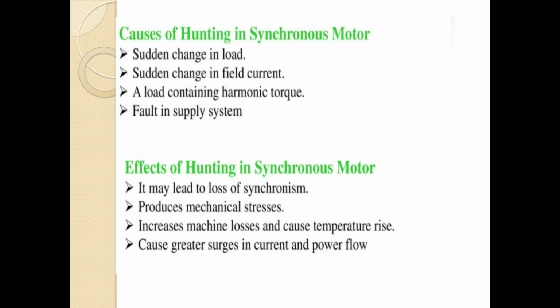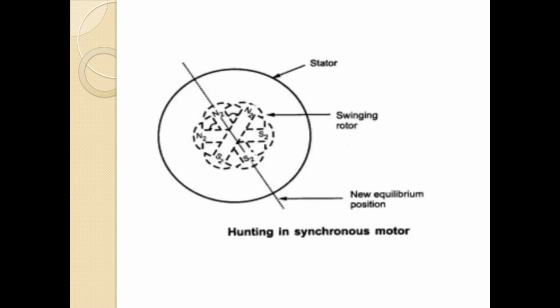Effect of hunting. The effect of hunting in a synchronous motor is that it can lead to loss of synchronism and produces mechanical stresses. It increases machine losses, causes temperature rise, and produces greater surge current and power flow. This is the hunting in synchronous motor diagram.